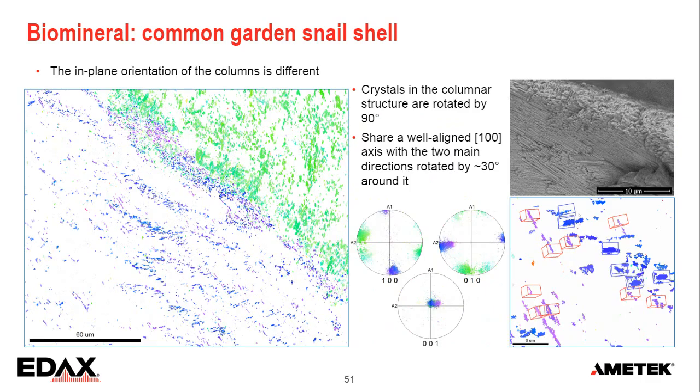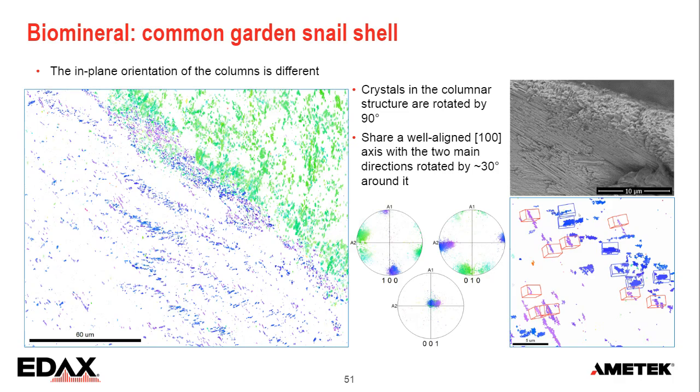But if you look at the in-plane orientation, it's very different. Now these are two very distinct layers crystallographically, where in the columnar zone, I have almost a 90-degree rotation with respect to the grains on top.